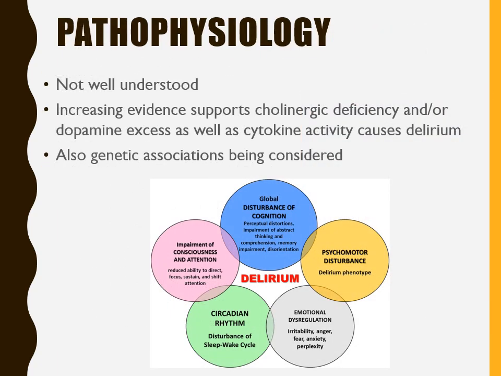We really don't understand why people get delirium. We think a lot of it, of course, has to do with the chemical balance that's happening in the brain. So cholinergic deficiency or maybe dopamine excess. And then there's cytokine activity. So you'll see here in this little circle of delirium, it's multiple factors contributing and not just one main thing. But a majority of it is the circadian rhythm gets thrown off, and then, of course, the chemical imbalances.